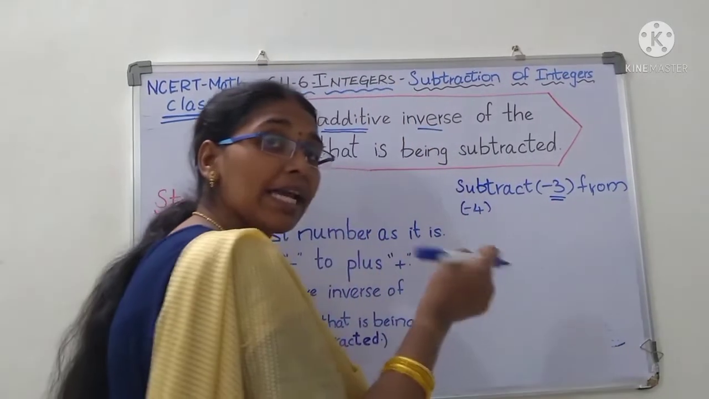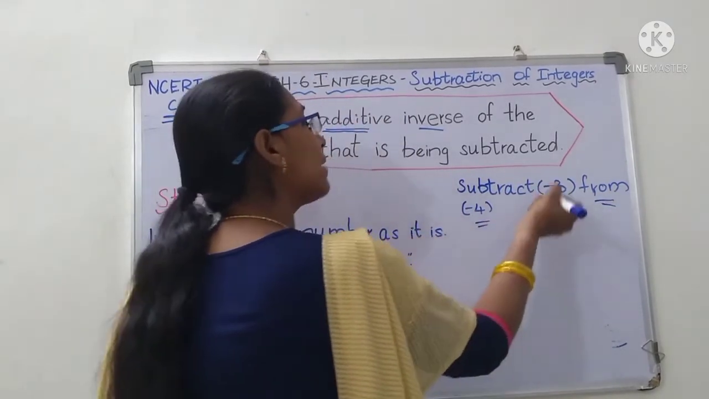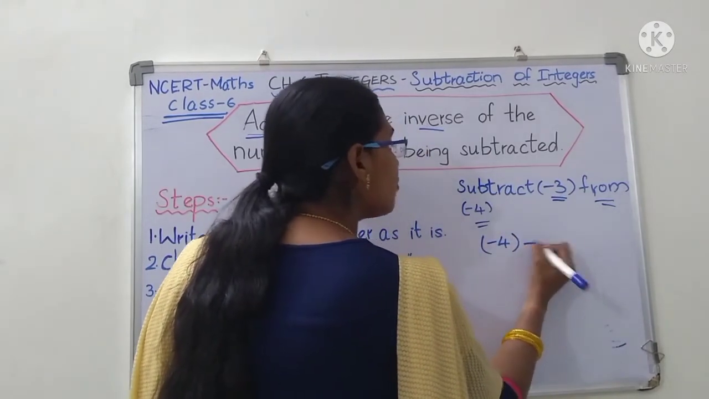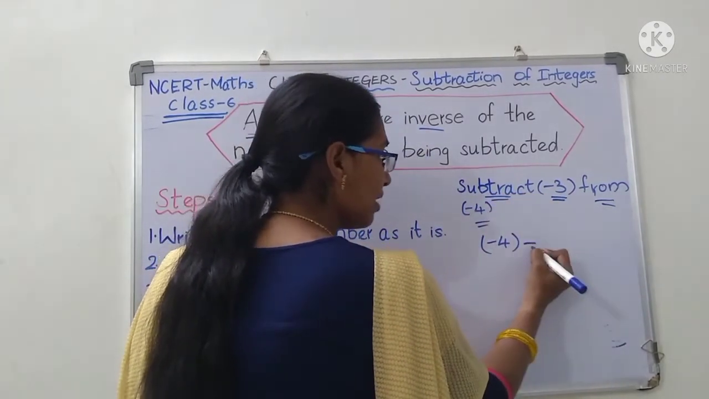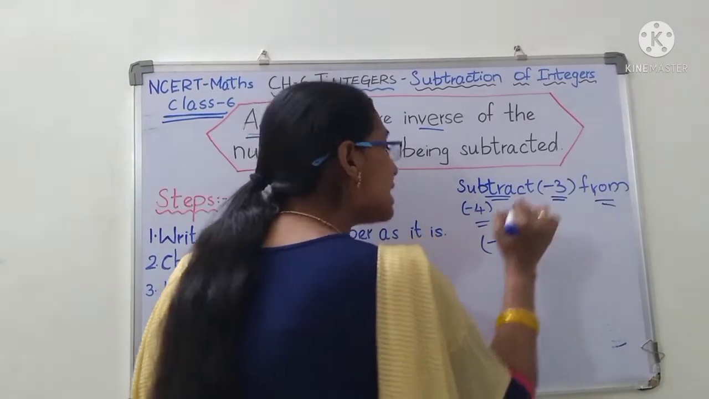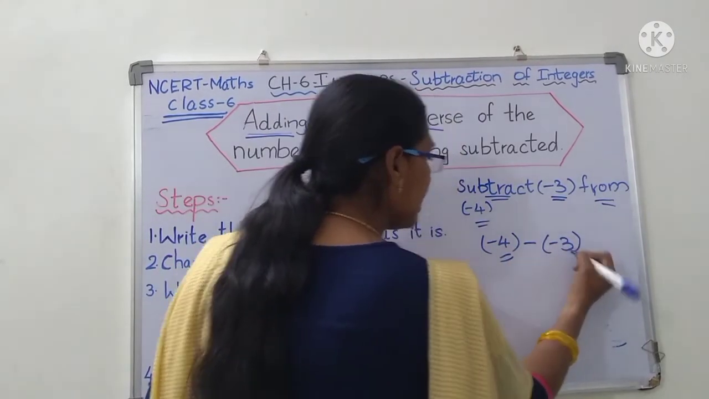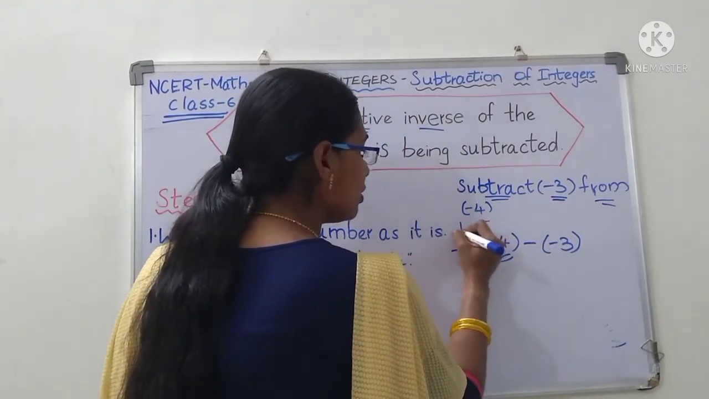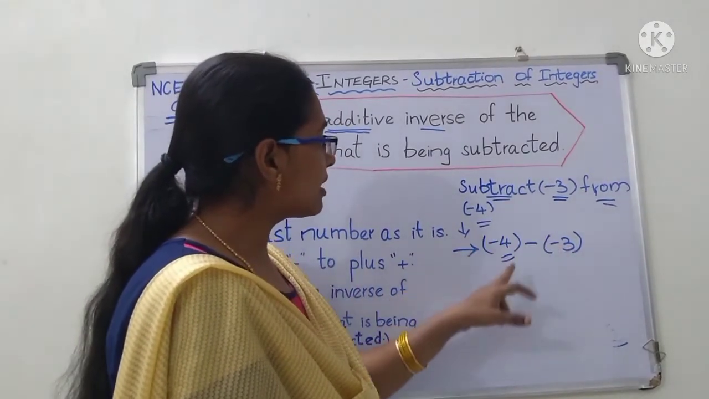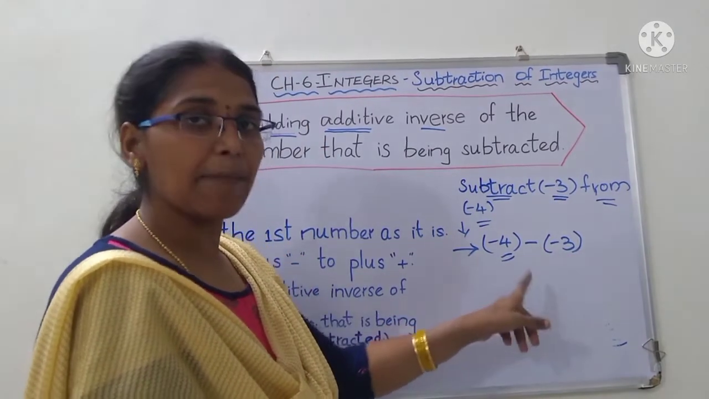What are you subtracting? Minus 3 from what? Minus 4. From minus 4, you are subtracting minus 3. So, the first number is minus 4. From minus 4, what are you subtracting? The subtraction symbol, so you write minus. When we represent it in mathematical form, the question is changed as minus 4 minus of minus 3. So, observe, we are doing subtraction here.